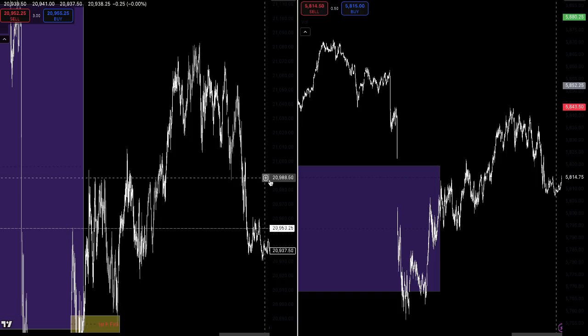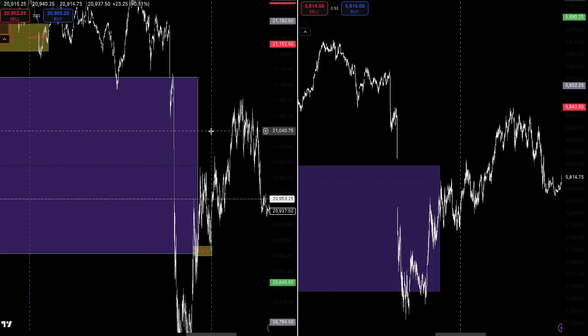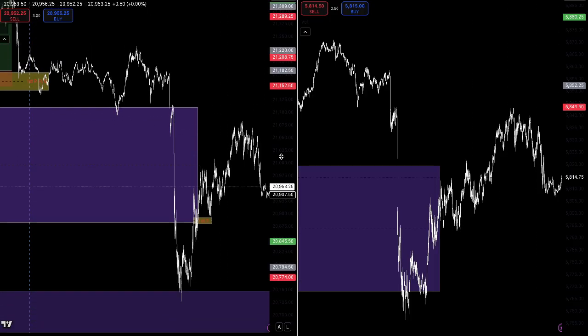First, as you see, these purple boxes are the 4 hour fair value gaps. We've been bullish the previous weeks, so my bias was bullish until proven otherwise. Really all of my trades have been longs.